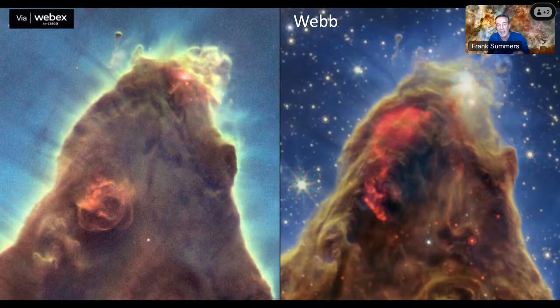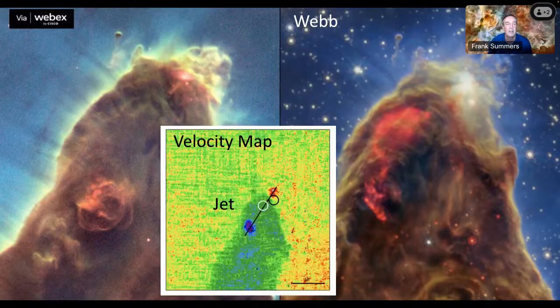The answer to what's going on here comes from a velocity map. If you're looking at this pillar and you take a map of the velocities in the area, they see in this velocity map this blue splotch here. That is blue shifted material, stuff that's flowing toward you. And you see that red splotch, which is red shifted material, stuff that's flowing away from you. Connecting them via a line, you get a jet. There is, at that white circle, an embedded protostar that has a jet streaming off of it. One jet coming towards us, one jet going away.